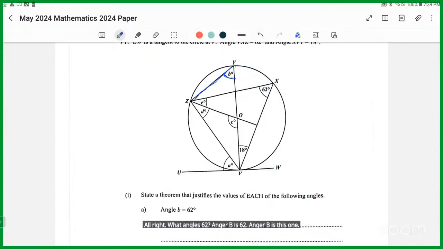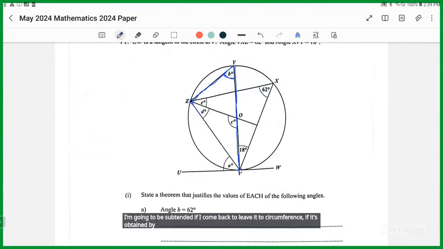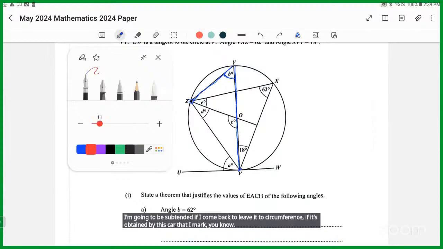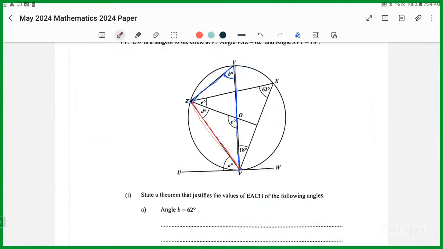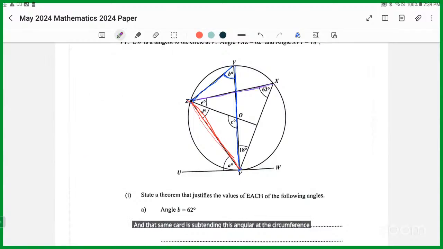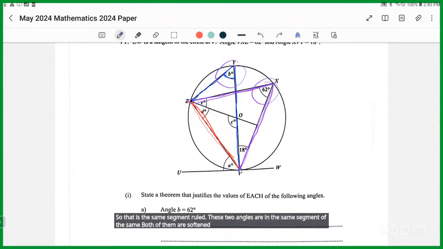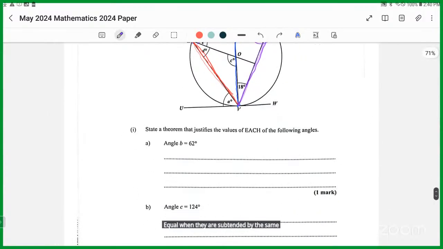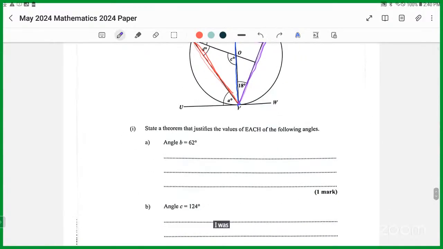Angle B is subtended by this chord that I'm marking out in red. And that same chord is subtending this angle at the circumference, at 62. So that is the same segment rule. These two angles are in the same segment of a circle. Both of them are subtended by that red chord. So they are equal. Angles in the same segment are equal when they are subtended by the same chord. That's what we're going to write here. Angles in the same segment are equal.